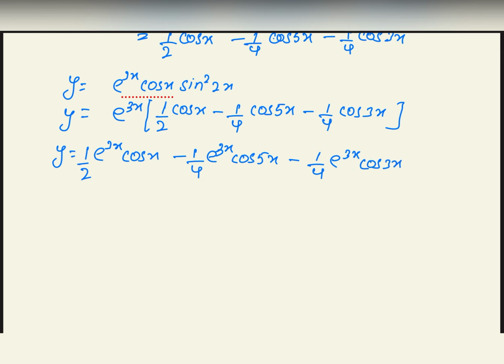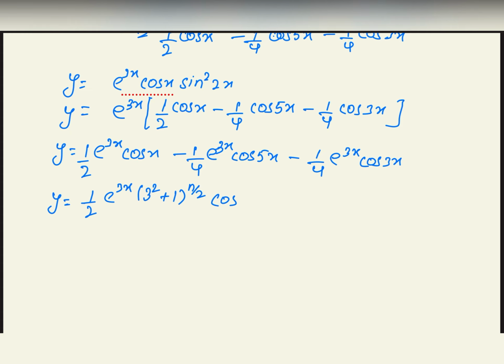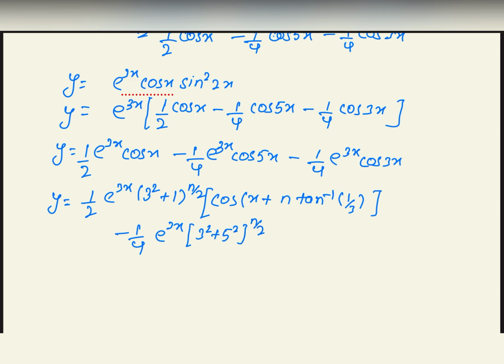So I have already told you this formula in today's summary; go there and review it once. So the answer will be that is y is equal to 1/2 e to the power 3x, 3 square plus 1 to the power n by 2, cos x plus n tan inverse 1 by 3. Similarly, minus 1/4 e to the power 3x, 3 square plus 5 square to the power n by 2, cos 5x plus n tan inverse 5 by 3.